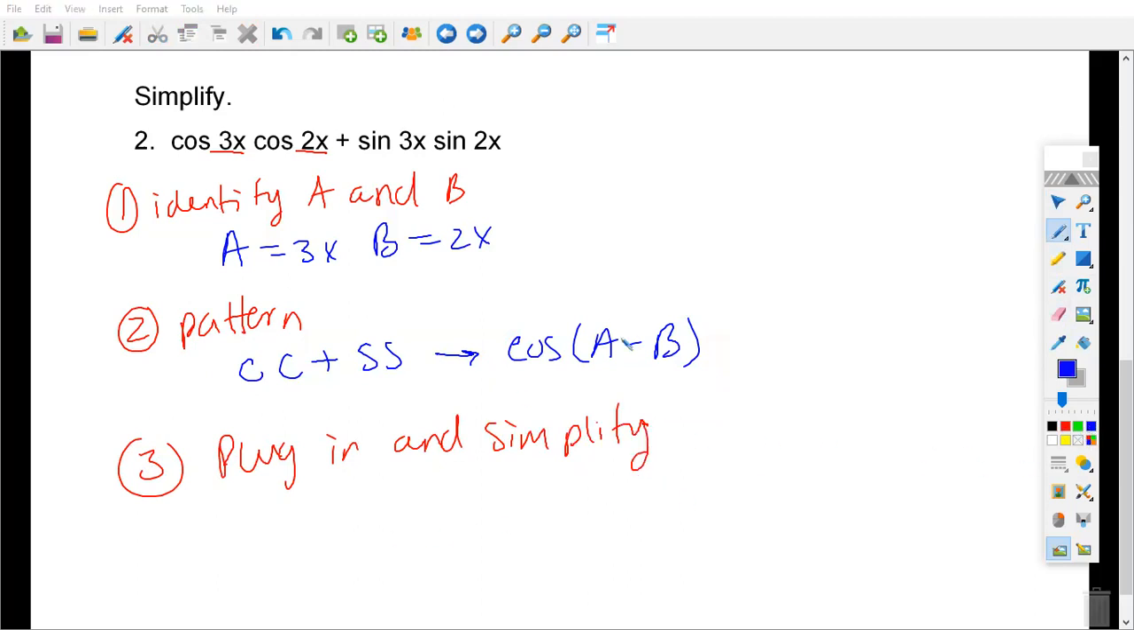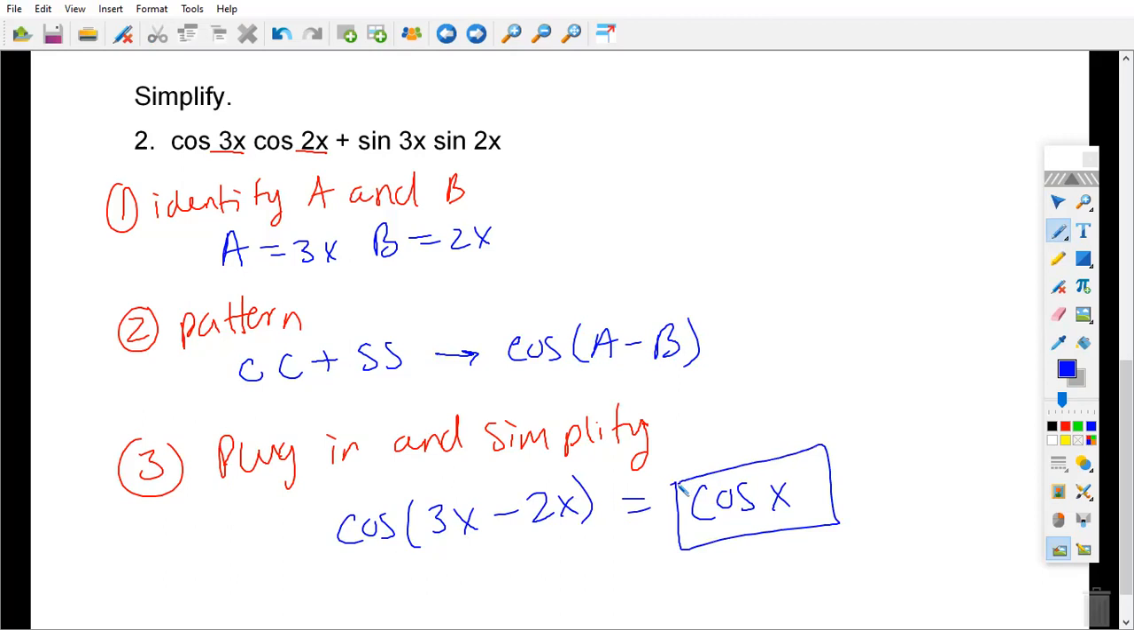So plugging in. We have cosine of A. What's our A? 3x. Cosine of 3x, and B is 2x. Simplify. What is 3x minus 2x? So cosine of x is our answer.